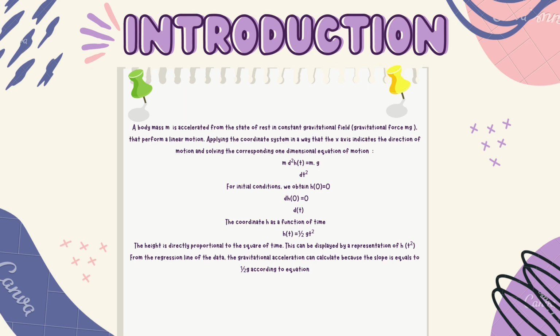dh(0)/dt equals 0. The coordinate h as a function of time, h(t) equals 1/2 gt². The h is directly proportional to the square of time. This can be displayed by representation of h(t²) from the regression line of the data. The gravitational acceleration can be calculated because the slope is equal to 1/2 g according to the equation.